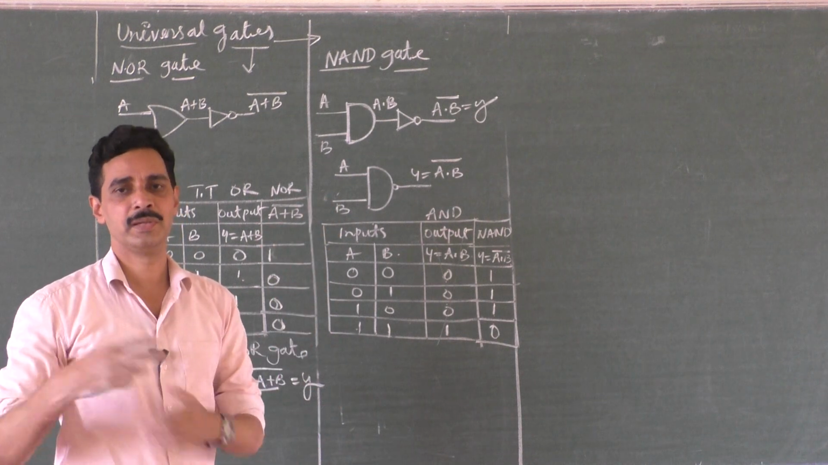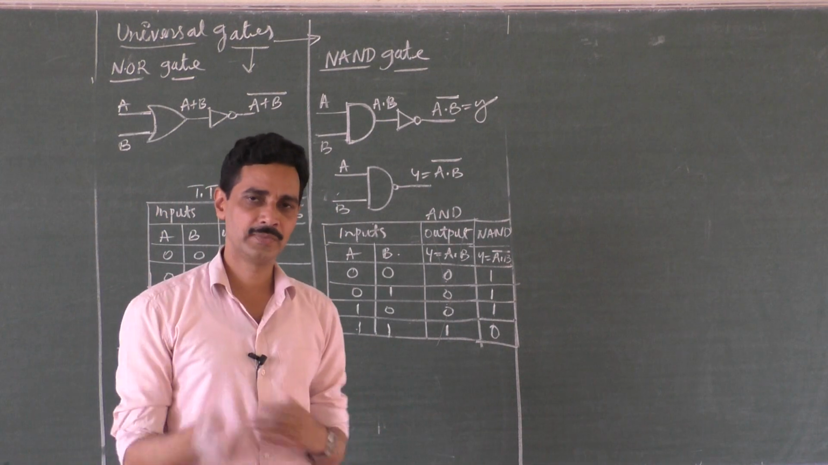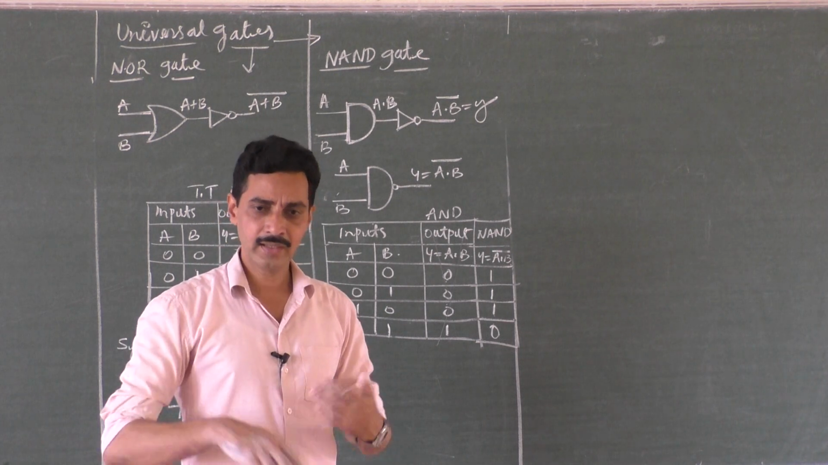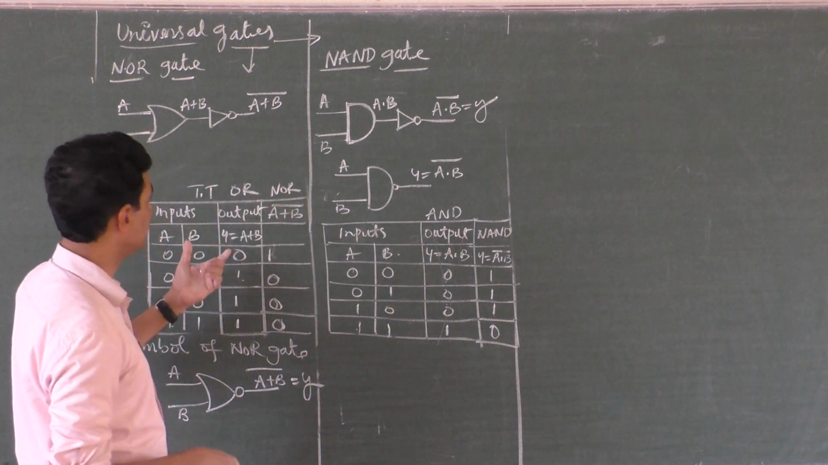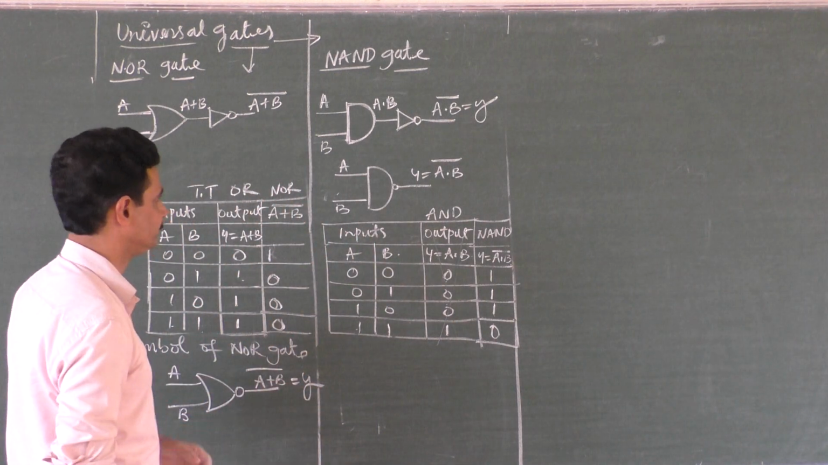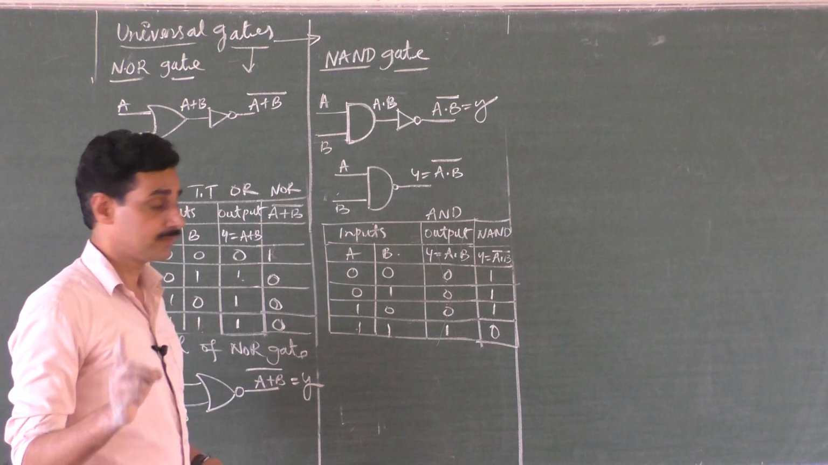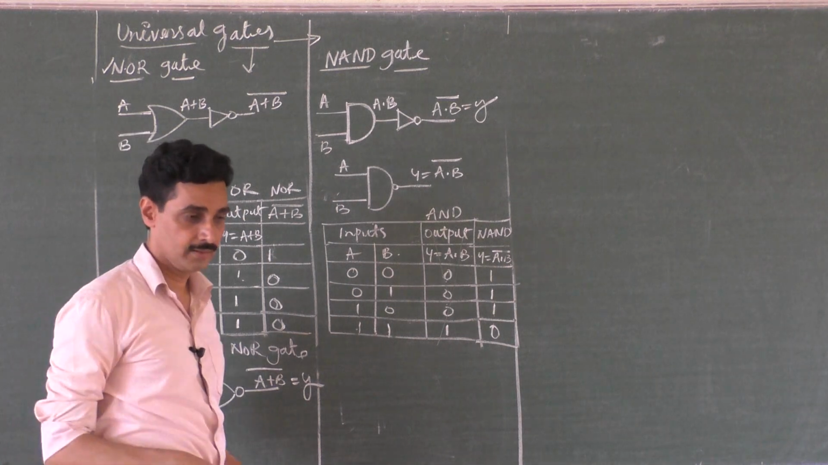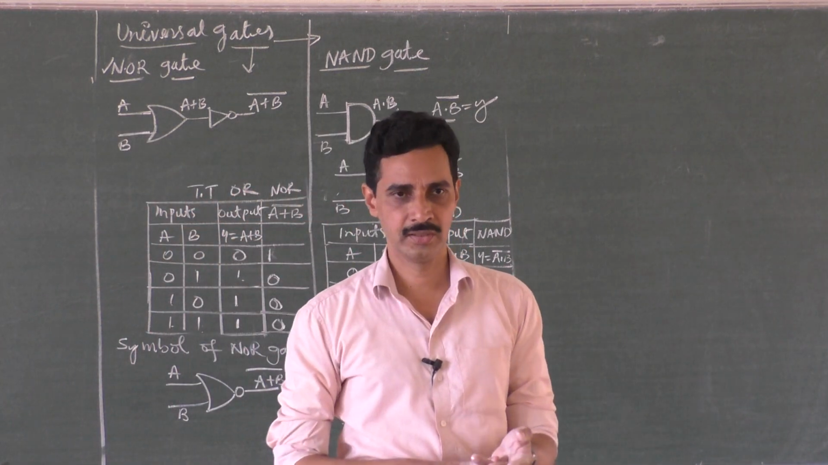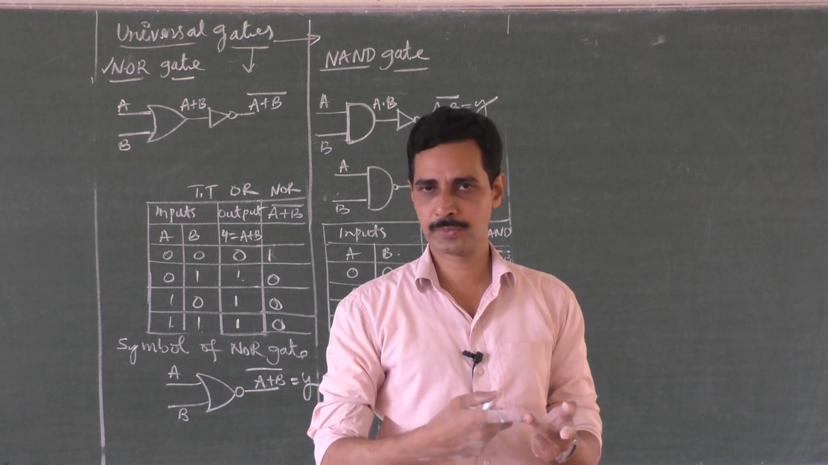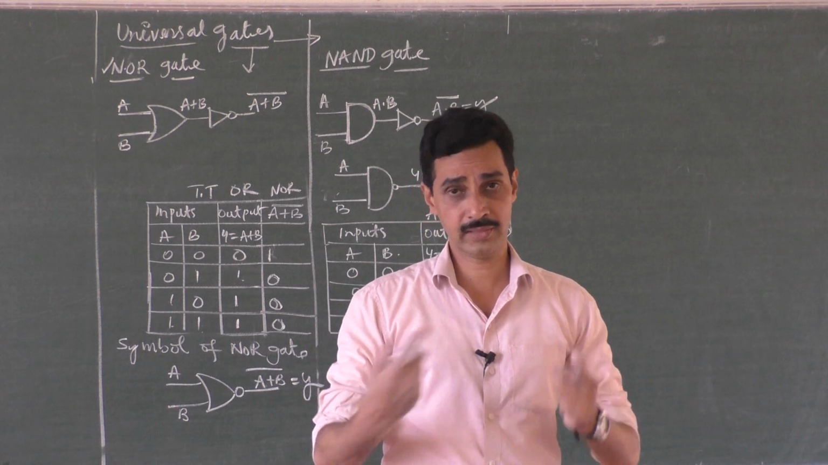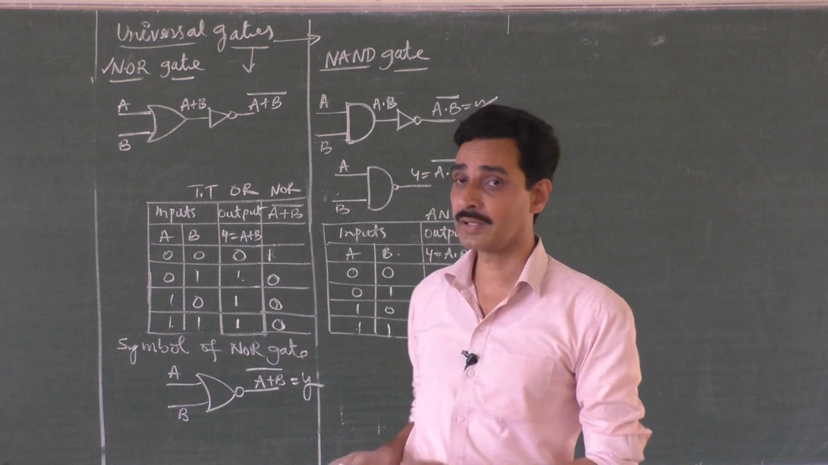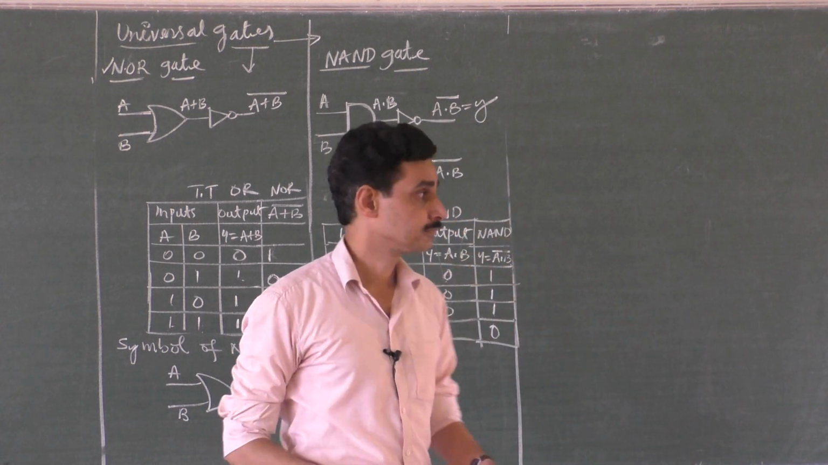Using NAND gates, you must be able to get NOT gate, OR gate, and AND gate. And the same for NOR gate: using NOR gate, you must be able to get any other gate. Now how to do this? Very simple. We will start with the NOR gate. Using NOR, you must be able to produce NOT, AND, OR, and even NAND. Everything must be produced using the NOR gate. Otherwise, how can we call it universal?